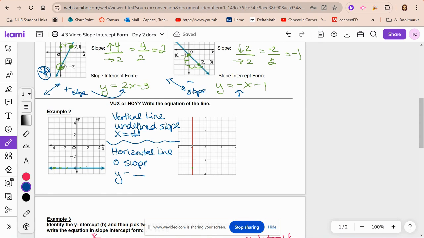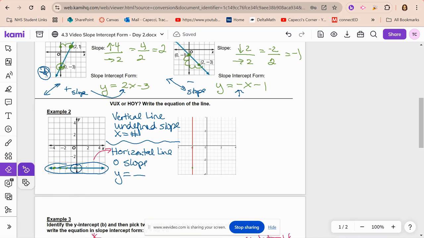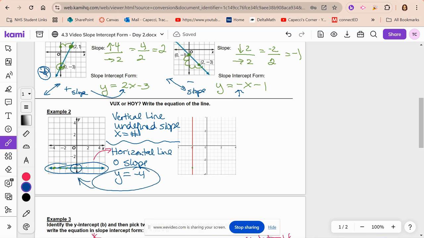Okay, so let's take a look at our line. So our line is right here. That's a horizontal line, right? So we know we're going to go with this, and we're going to have y is equal to a number. So here, our y value there is -4. So the equation of the line is going to be y is equal to -4. And that's it. All right, let's look at the next one.